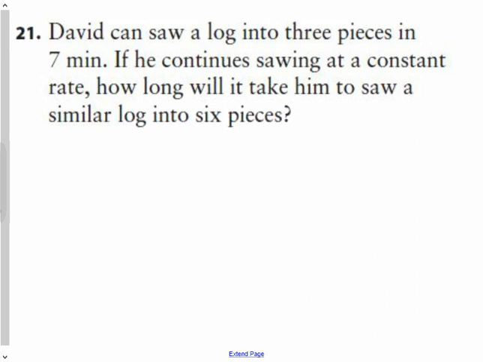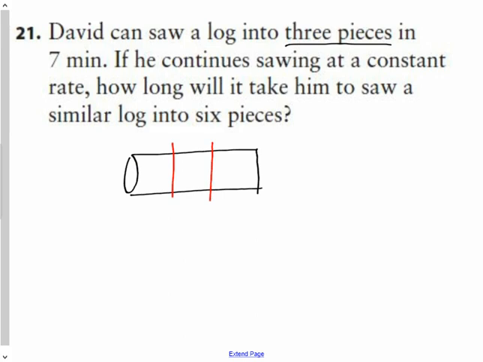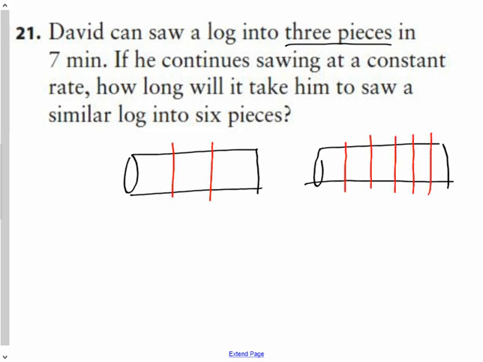So this is an interesting one. If you saw a log, and I'm going to draw this for a second. This is the log here. Okay, this is the log. If you cut it into 3 pieces, the question is, how many cuts do you need to make? 2 cuts. So if I make 1 cut and 2 cuts, I will need to make 2 cuts to make 3 pieces. All right. And if I was to take another log and cut it into 6 pieces, how many cuts do I need to make here? 5. 1, 2, 3, 4, 5. That makes it into 6 pieces.